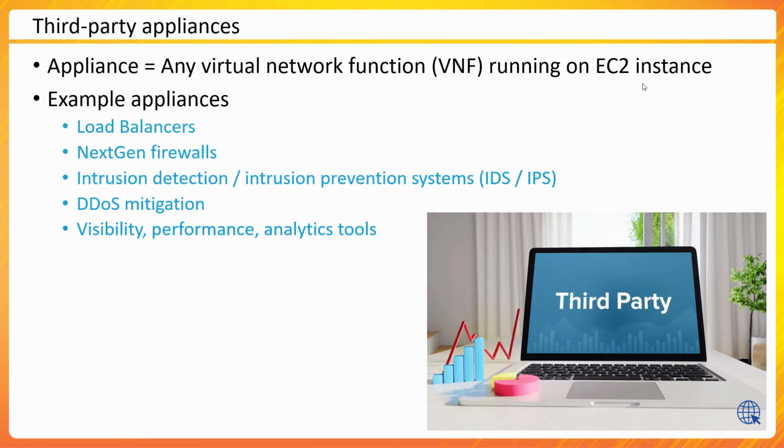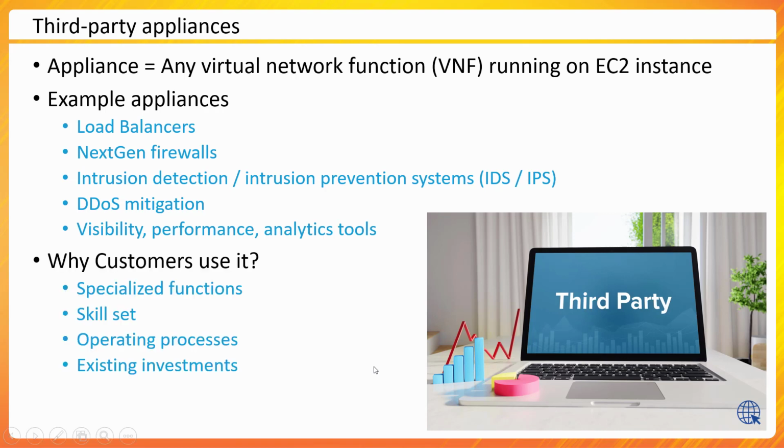Before Gateway Load Balancer, what we had to do was deploy this on an EC2 machine. That may be a good option, but it may not be a solution which can scale efficiently or be implemented very easily. Customers use these third-party appliances for special functions. Maybe their employees already have the skill set required to manage these appliances, maybe they have operating procedures which revolve around these appliances, or maybe they already bought licenses and they want to keep on using these. So these are reasons why some customers may still want to use these appliances.